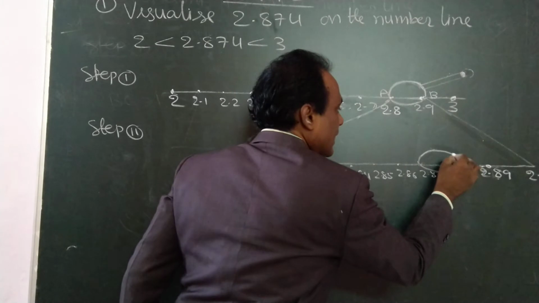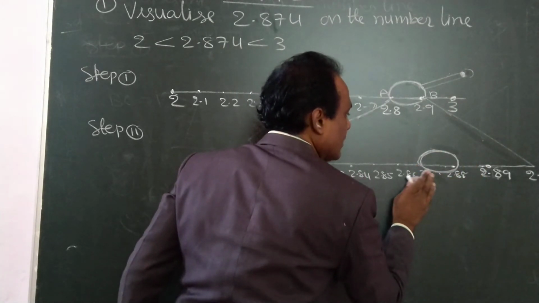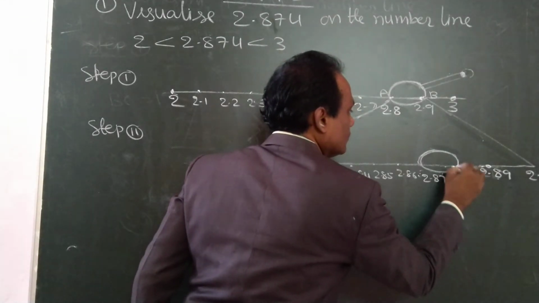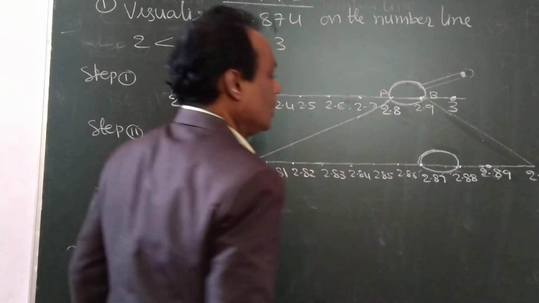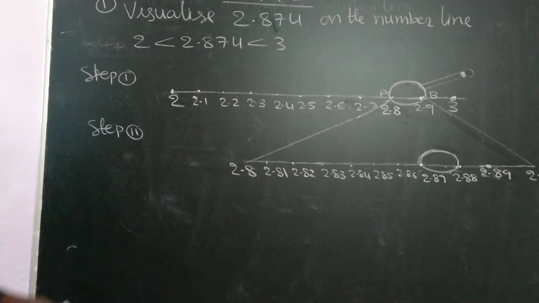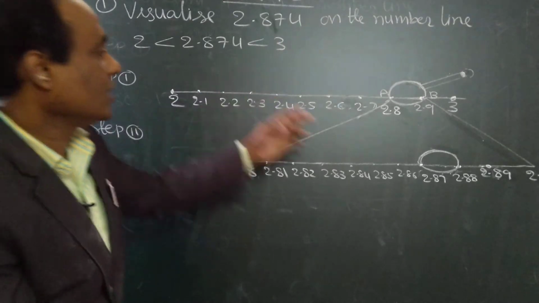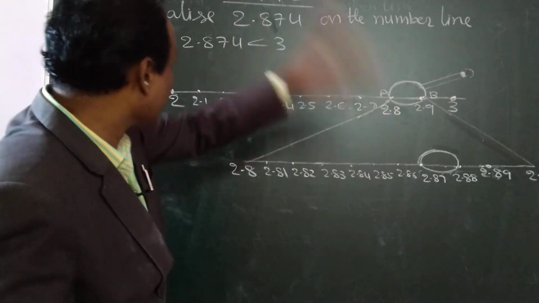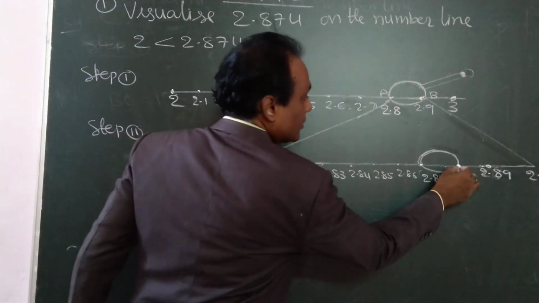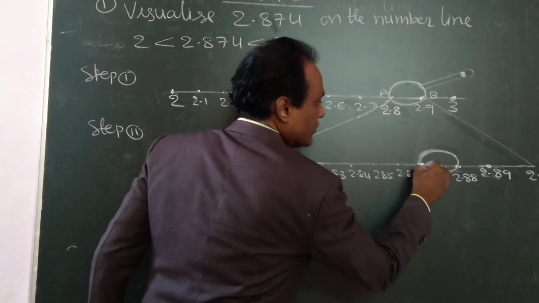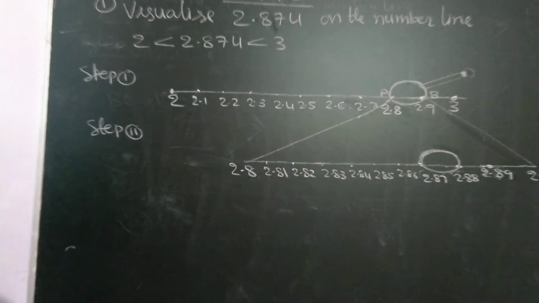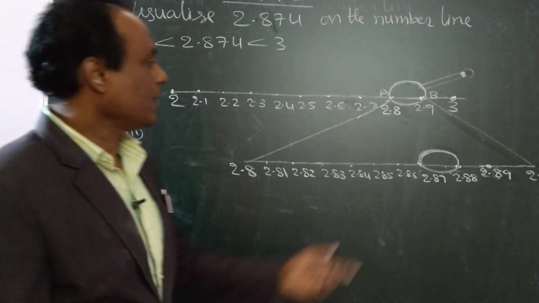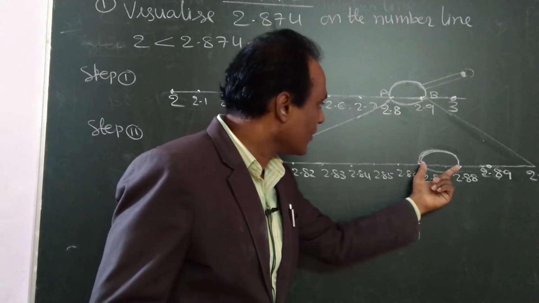Our number will lie here, between 2.87 and 2.88, because it is 87 something. So it will be after 2.87, but it will not cross 2.88 because 88 will be greater than this. So only in this range it will lie. But we want that exact number. It will lie here, but where? In between 2.87 and 2.88 only our number will lie.